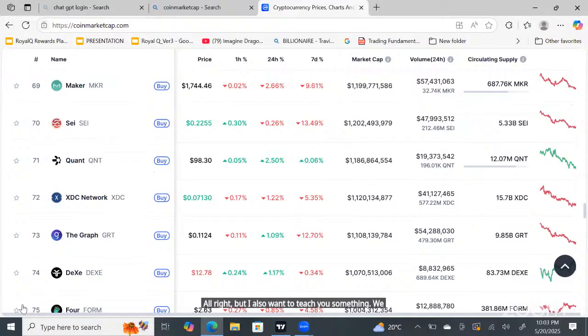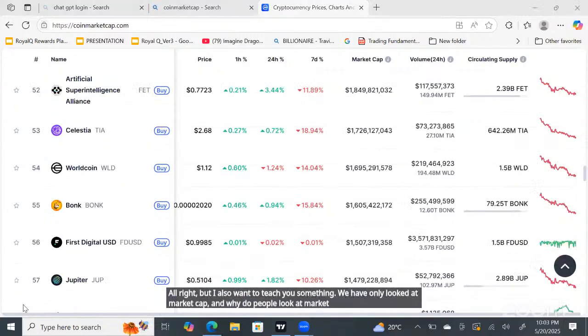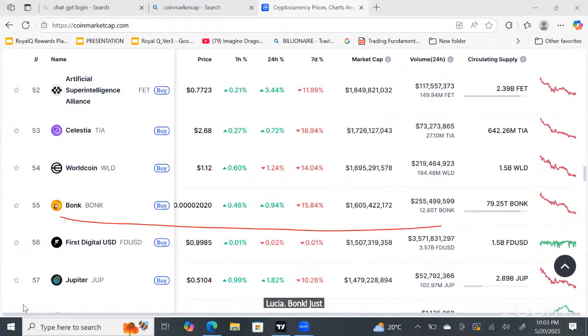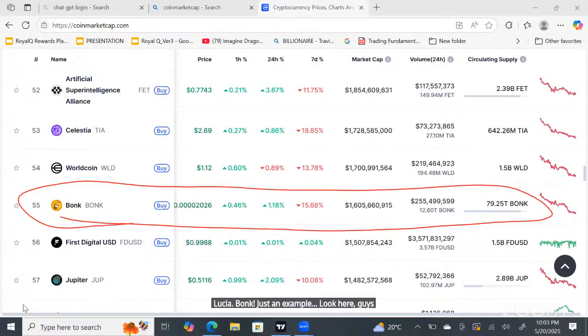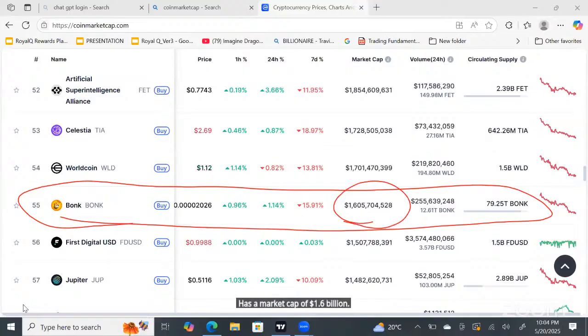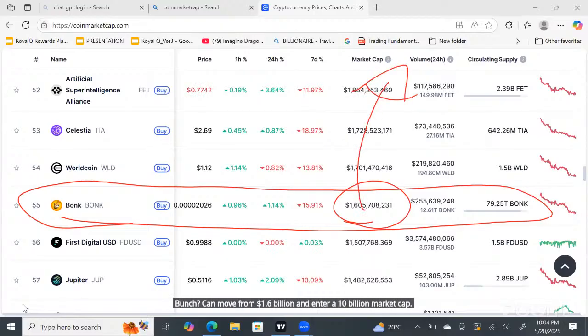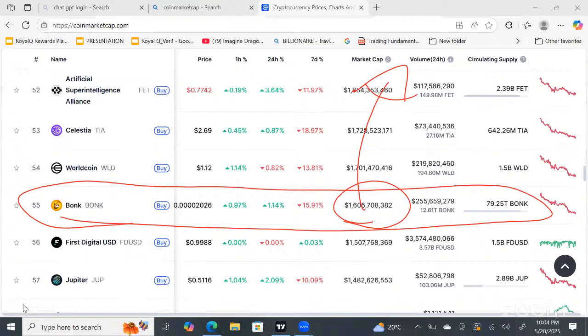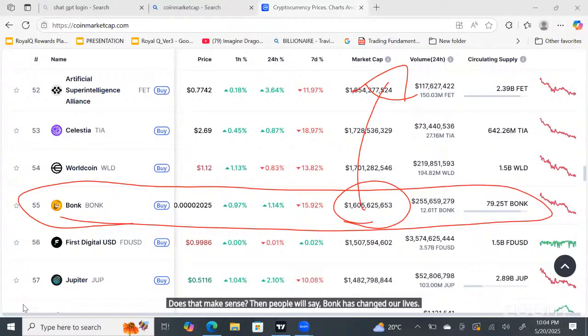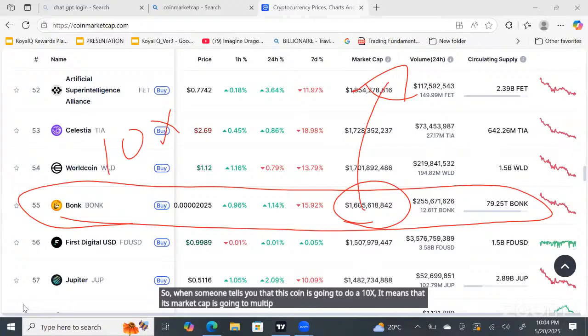We have only looked at market cap. And why do people look at market cap? For example, look here. Bonk, just an example. Bonk has a market cap of 1.6 billion. Bonk can move from 1.6 billion and enter a 10 billion market cap. Does that make sense? Then people will say, Bonk has changed our life. So when someone tells you that this coin is going to do a 10x, it means that its market cap is going to multiply 10 times.